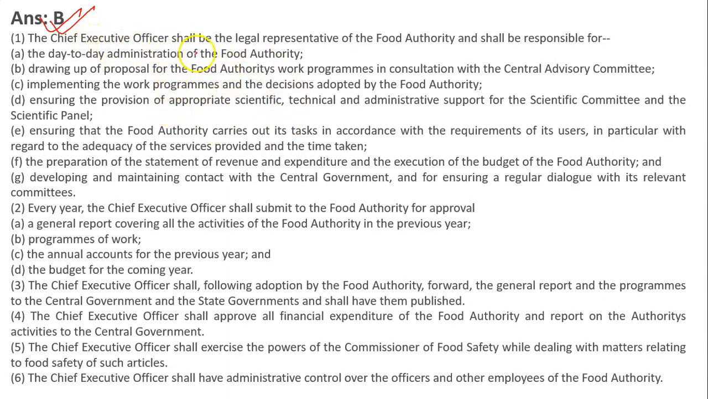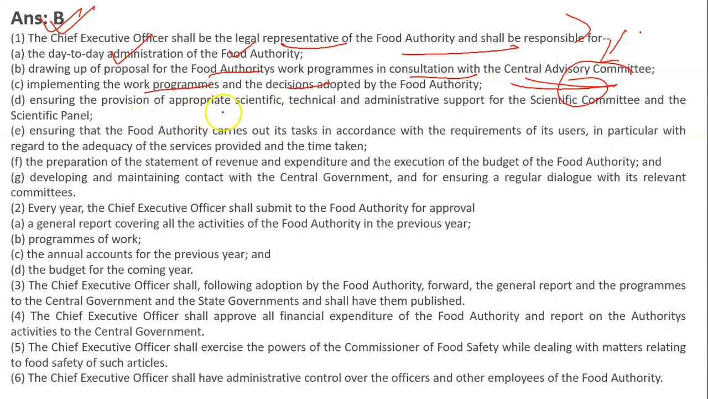This Chief Executive Officer shall be the legal representative of the Food Authority, and he will be responsible for the day-to-day administration of the Food Authority. Drawing up of proposals for the Food Authority work program in consultation with the Central Advisory Committee. So this Central Advisory Committee does not directly administer the Food Authority. Actually, it is administered by the Chief Executive Officer with the consultation of the Central Advisory Committee. It will also implement the working program and decisions.